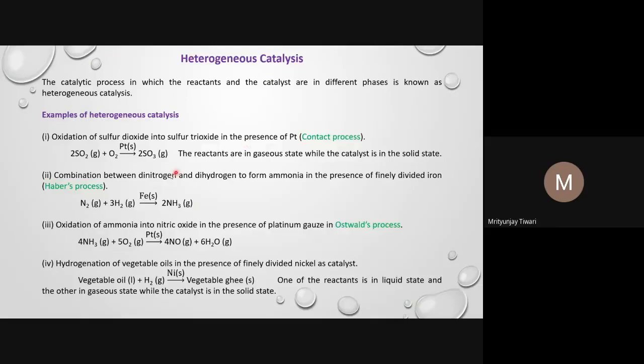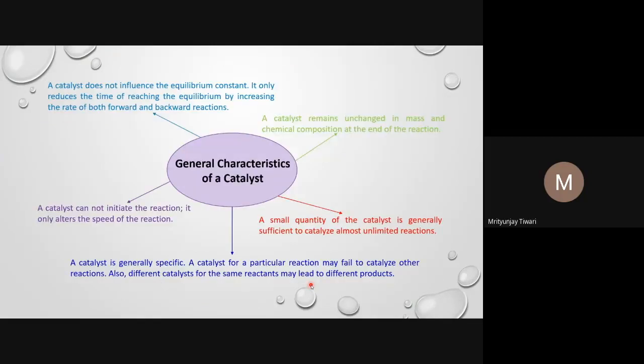And then heterogeneous catalysis means that the reactant and the catalyst are in different phases. If we see this example, the reactants are in the gaseous state and the catalyst is in the solid state. So this is an example of heterogeneous catalysis. In this example, one reactant is in the liquid state, the other reactant is in the gaseous state, and the catalyst is in the solid state. So this is also an example of heterogeneous catalysis.